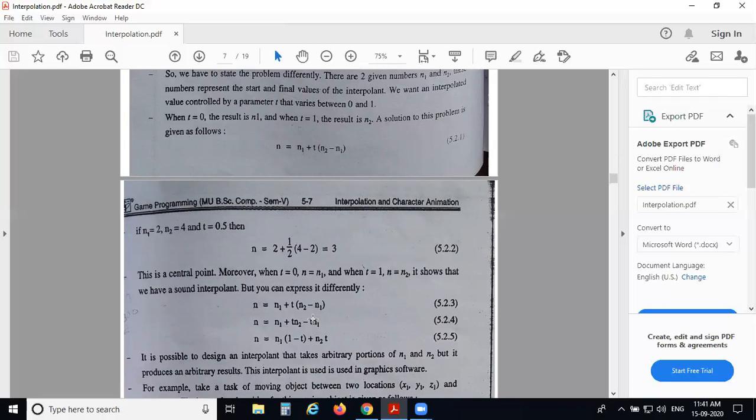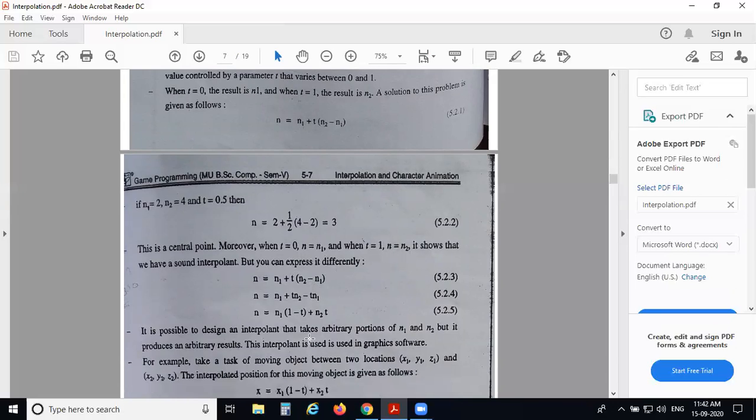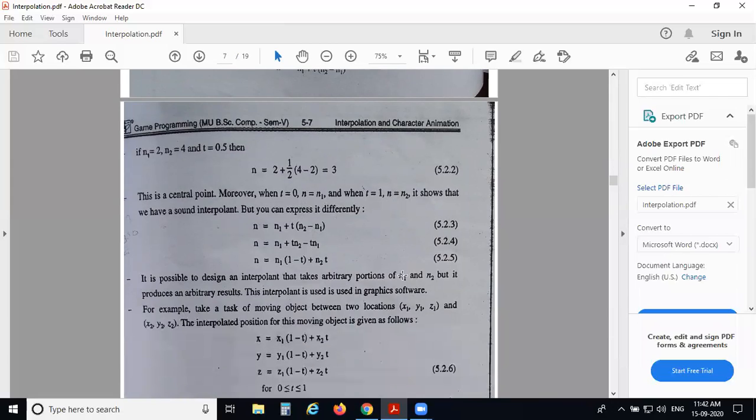Okay, then this is another expression which is given: when t is equal to 0, n is equal to n1, and when t is equal to 1, n is equal to n2. ज्याच्यामध्ये व्हॅल्यू चेंज करून बघितलेले आहेत आणि त्याच्यावरून हा फॉर्म्युला जनरेट होऊ शकतो. ओके, सो फॉर एक्झाम्पल बाय मुव्हिंग ऑब्जेक्ट्स बिटवीन टू लोकेशन्स.